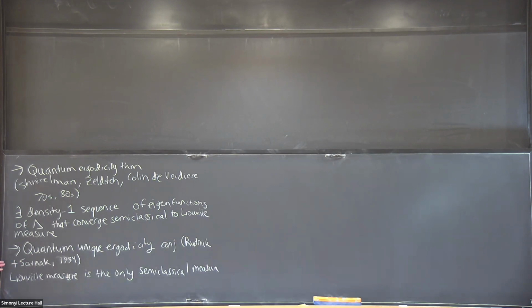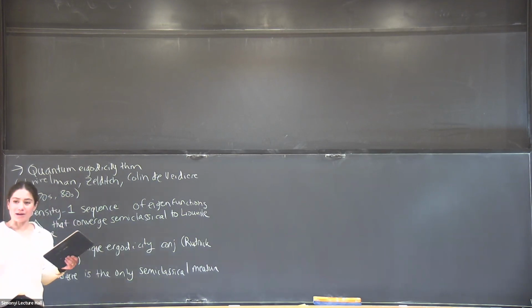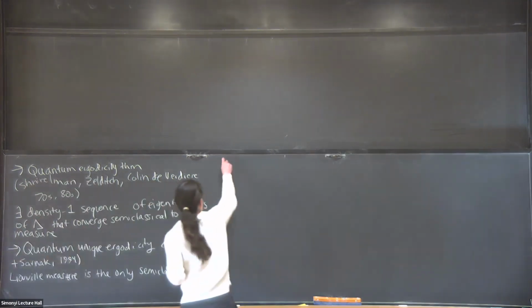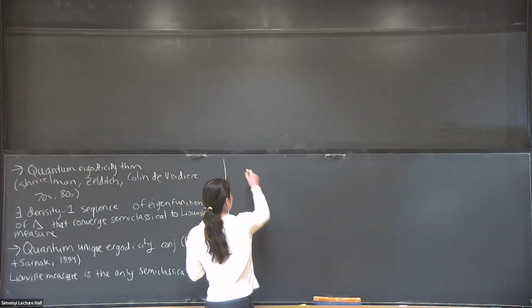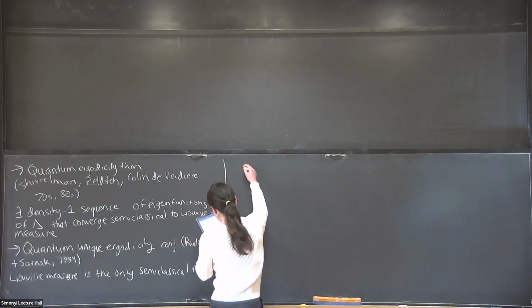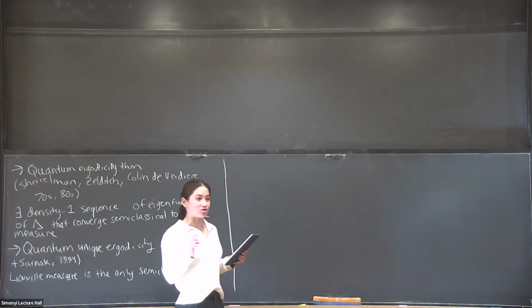This conjecture remains open. However, there's one regime where some partial progress has been made, which is known as the arithmetic case. This is not where my work falls in, but I think it's an important thing to talk about, so I will mention that. So in the arithmetic case, we're going to make a couple of restrictions.